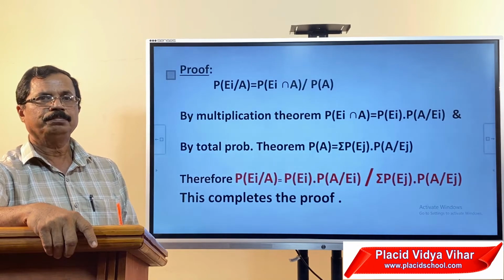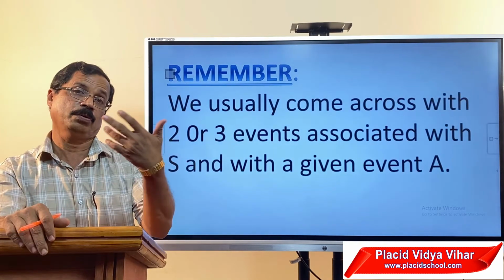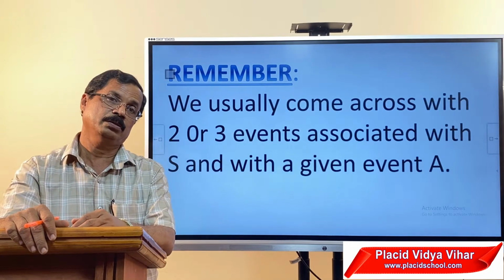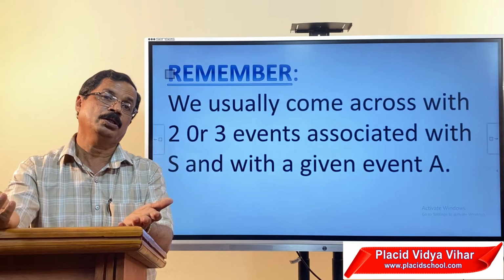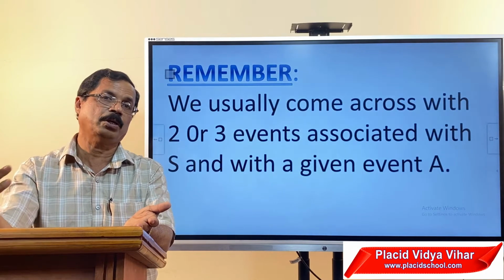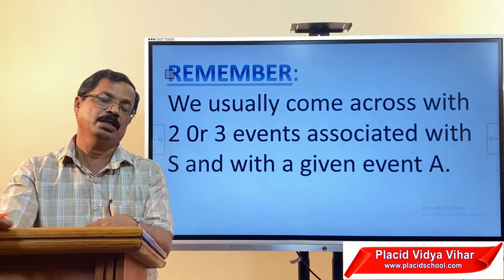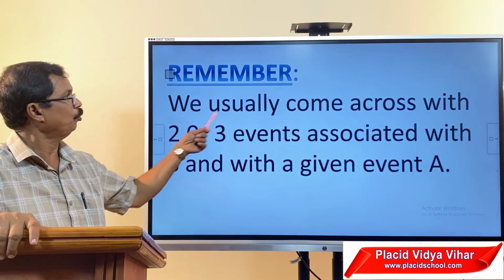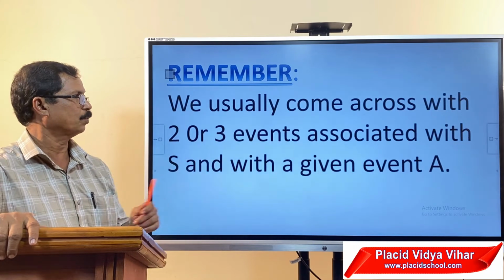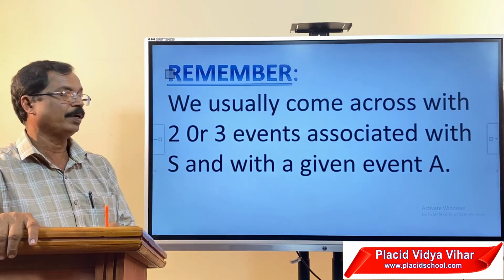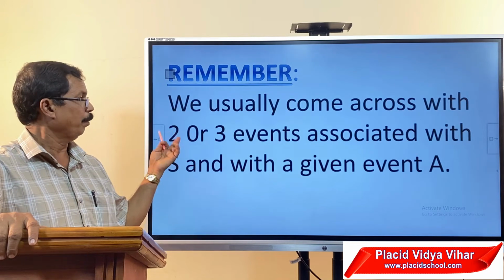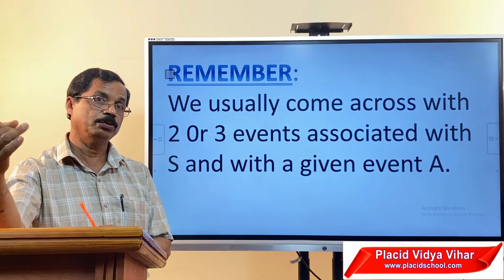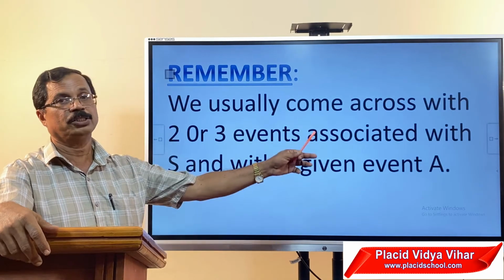Okay, got the idea? Okay, dear students, when you come across problems, there may not be too many events. Sometimes there may be 3 or maximum 4. Most probably there are 2 or 3 sets. In that case, how can we write this formula? Remember this. We usually come across 2 or 3 events associated with S and with a given event A. So there may be 2 or 3 events, that is E1, E2 or E1, E2, E3 or E1, E2, E3, E4 sometimes, and in addition there is an A.